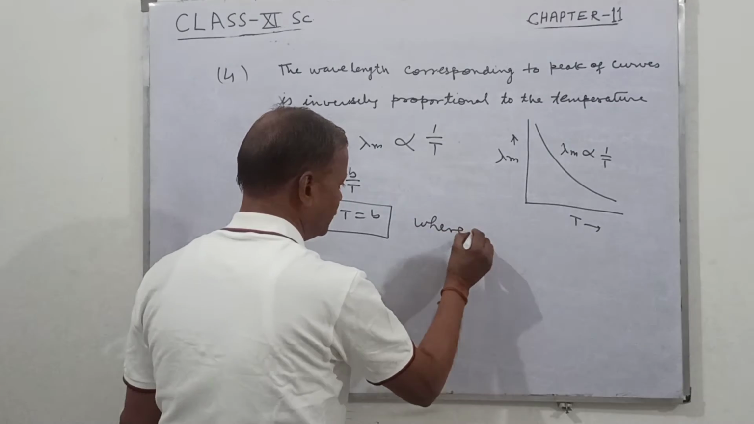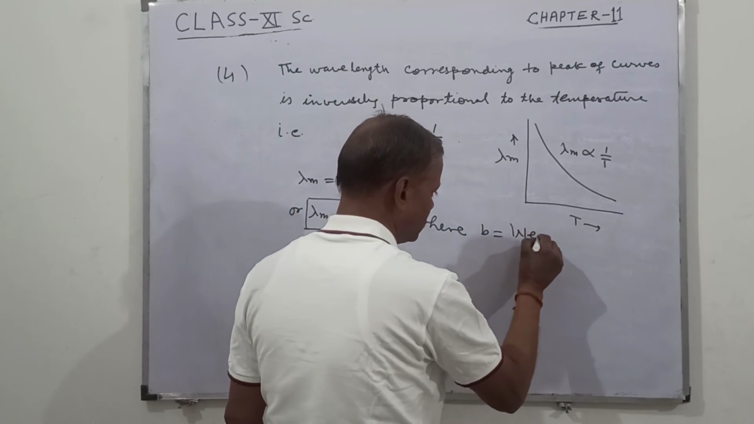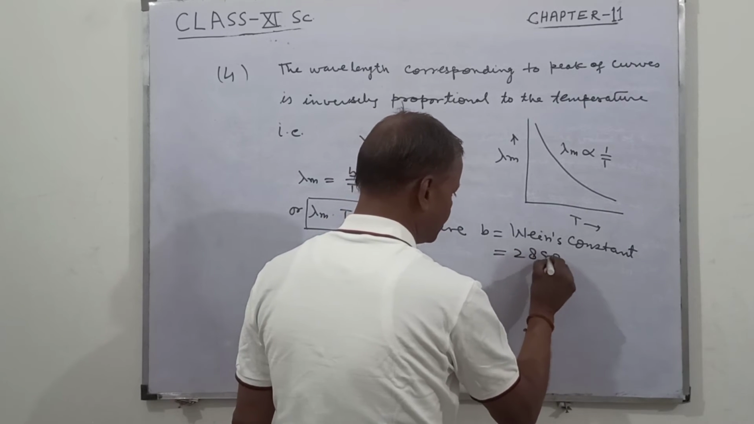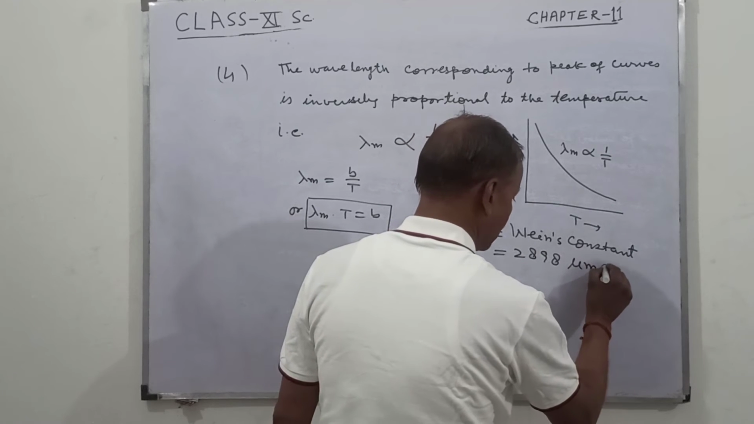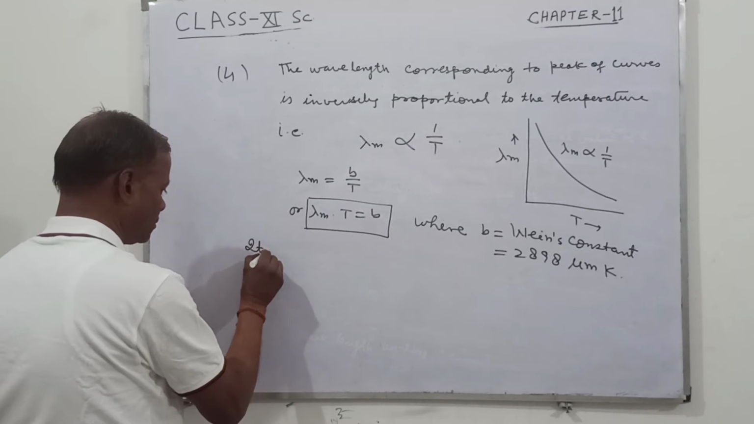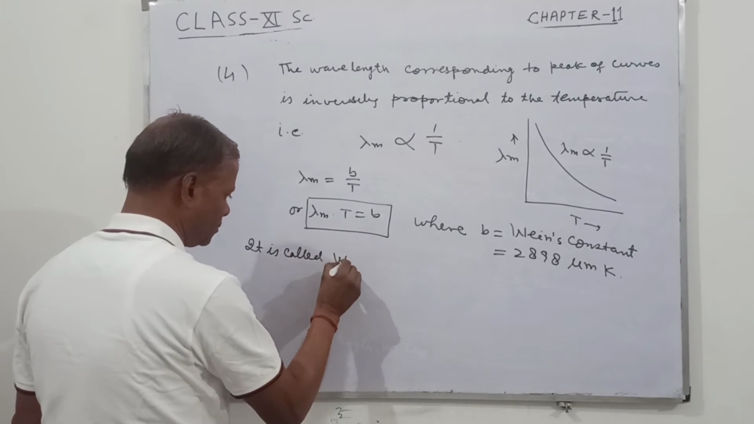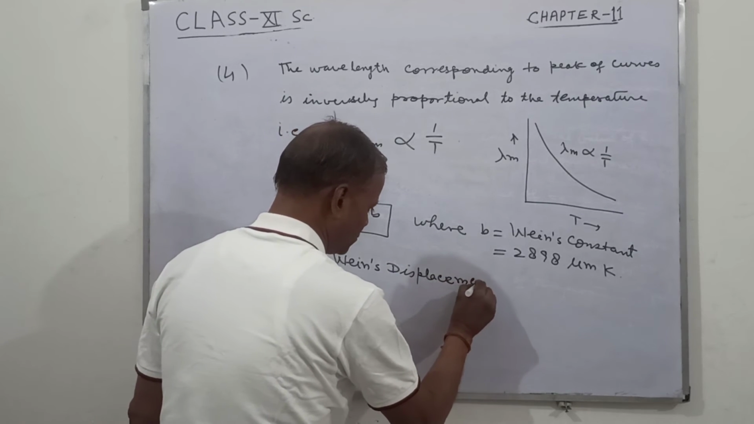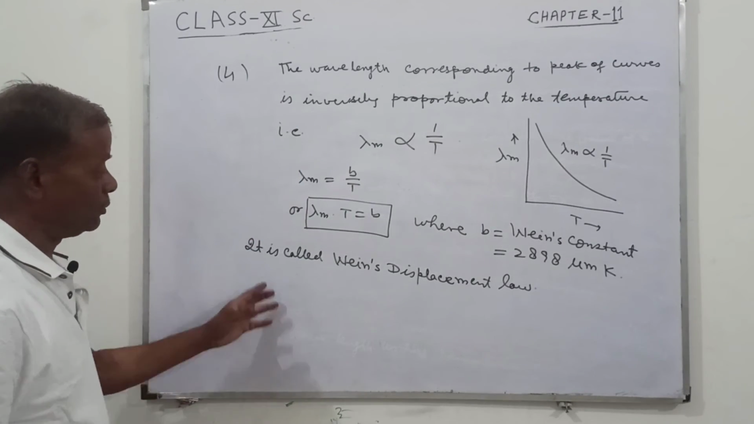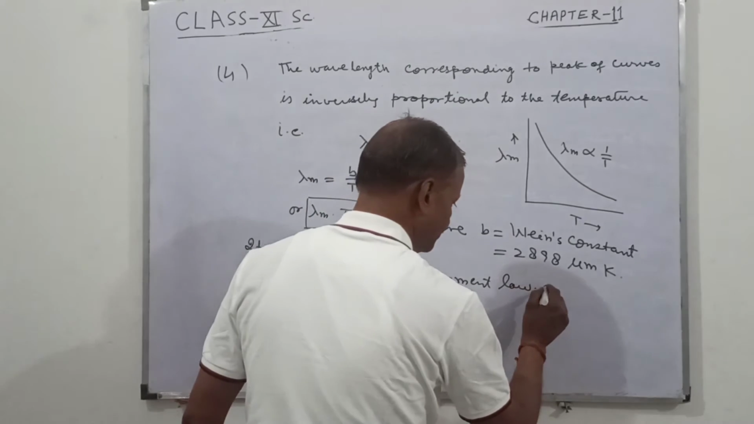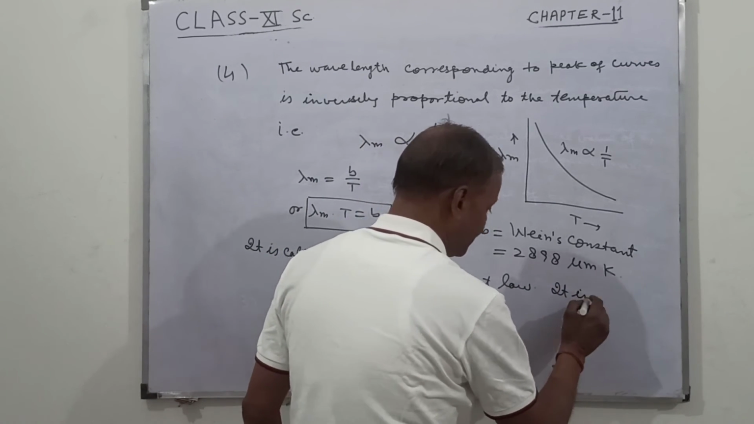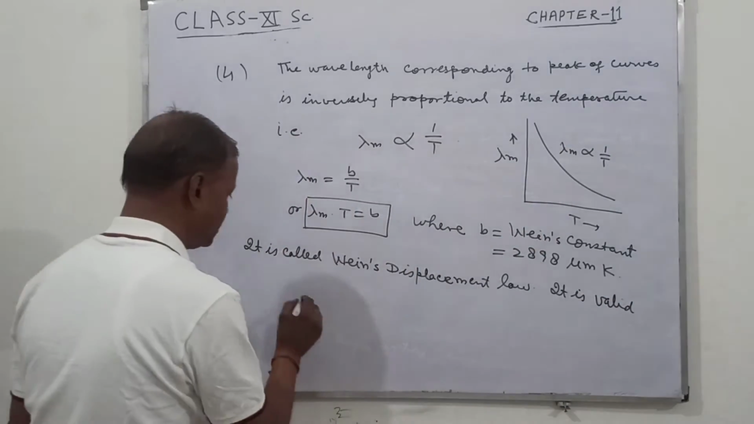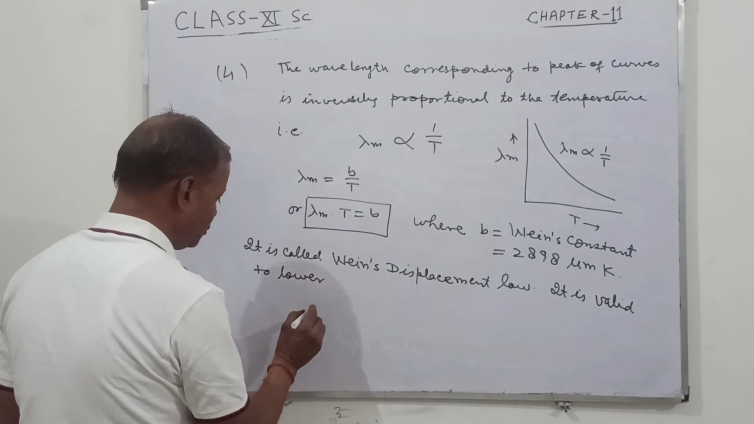where b is Wien's constant. It is 2898 micrometer Kelvin. It is called Wien's displacement law, and this law is valid only for lower wavelengths.